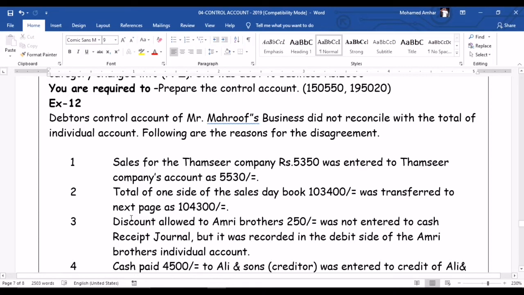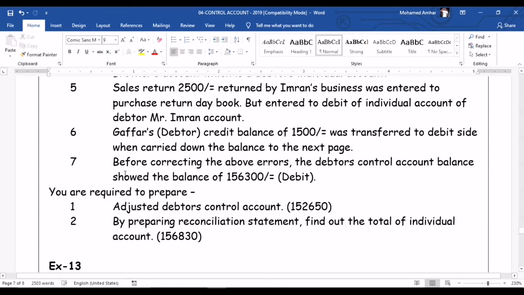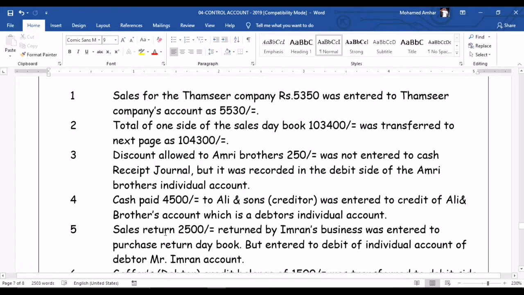Exercise number 12 requires you to prepare the adjusted debtors control account. The second question is, by preparing a reconciliation statement, find out the total of the individual account balances. So you have to find that out.